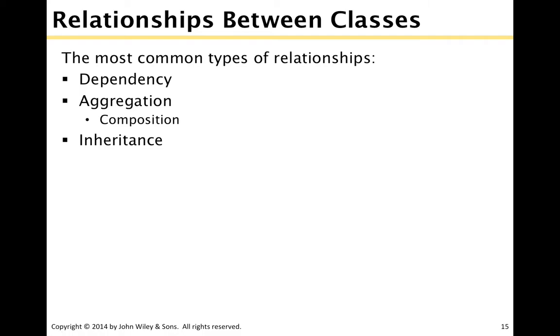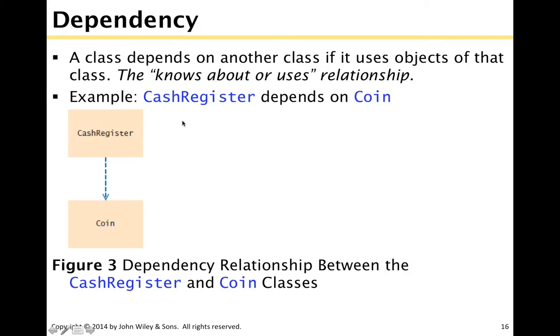Once we have identified all the classes, the next step is to find the relationships among classes. There are three primary relationships we are going to use: dependency, aggregation, and inheritance. We have studied a little bit about dependency and inheritance already. Aggregation is another relationship, but a special case of aggregation is called composition. We are going to talk about that later.